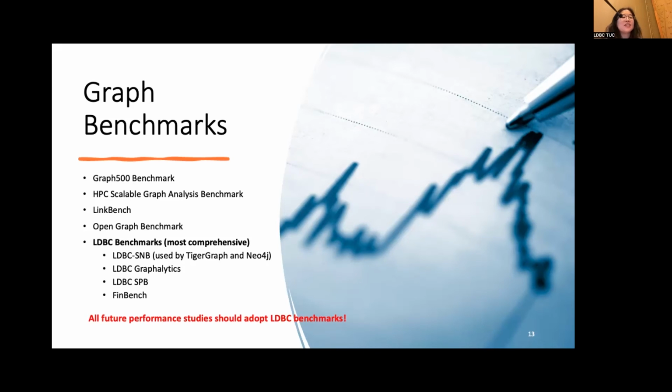So one thing is there's a lot of research work going on in the research community about comparing different graph databases. This line of research is highly valuable, but what I see is they often propose their own benchmark, and the conclusions from the different studies often are not consistent. So I think going forward, it would be nice if all future performance studies adopt more standard or widely used benchmarks such as LDBC. That would be more useful for the industry.